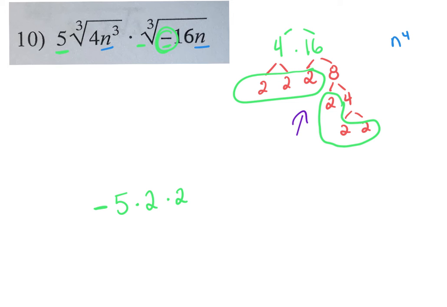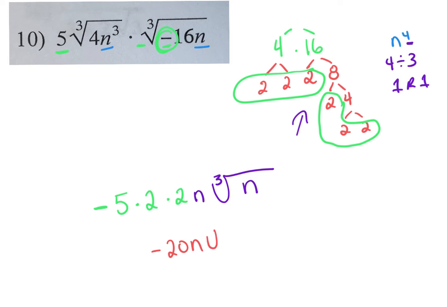Okay? N to the 4th, well, with an index of 3, so 4 divided by 3 is 1 with a remainder of 1. That means I'm going to have one of my variables that comes out, and one of my variables that stays in. Make sure you put this little index there. And then just multiply. Everything that comes out multiplies together. Everything that stays in multiplies together. So we have -5 times 2 times 2 is -20n. And then we have the cubed root of n.